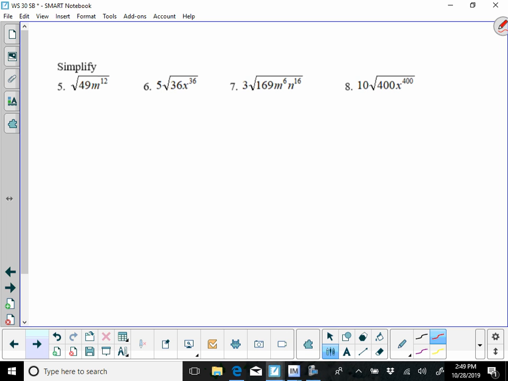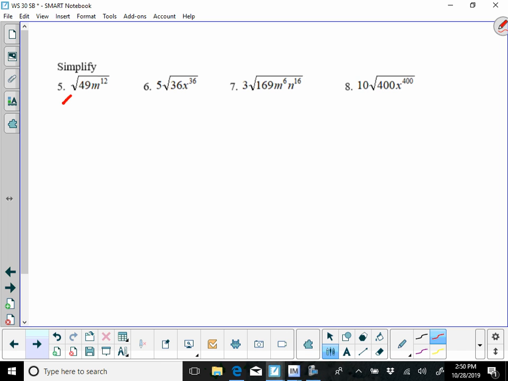Then 5 through 10, these are all perfect squares. You do have your perfect squares quizzes for the next 3 days, so you need to make sure that you've studied them. You need to know the square root of them, and you need to know them squared. In other words, you need to know that the square root of 400 is 20, but you also need to know that 20 squared is 400.